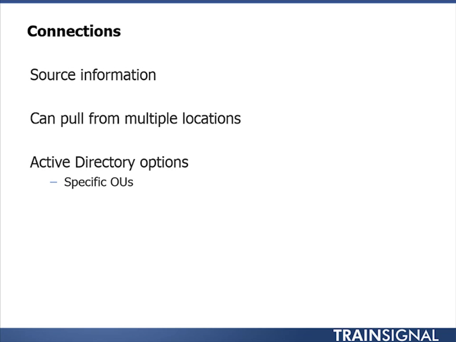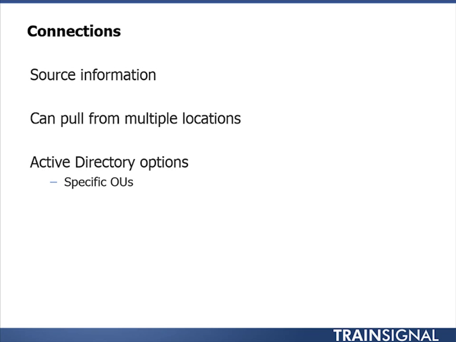Now, if you're going to be connecting up to Active Directory, which is going to be most common, one of the very nice things is that you have the ability to point to specific OUs. So you can actually pull data from either the entire forest or just from one specific OU.